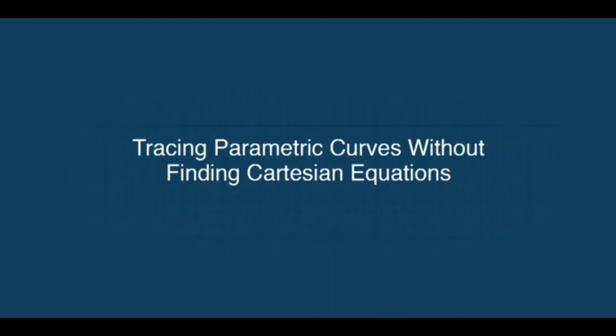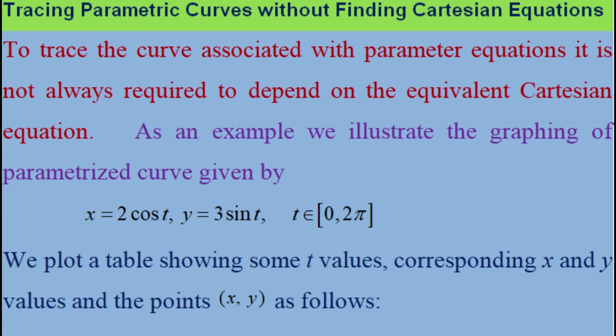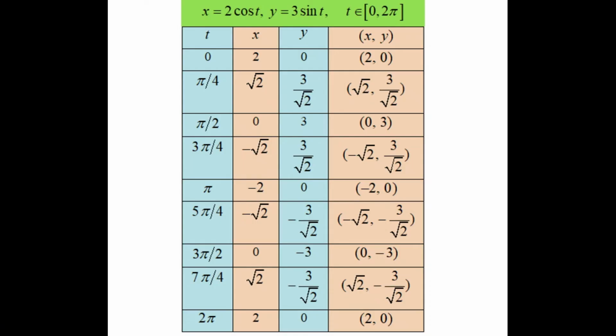We now discuss the way of tracing parametric curves without finding Cartesian equations. To trace the curve associated with parametric equations, it is not always required to depend on the equivalent Cartesian equation. As an example, we illustrate the graphing of the parameterized curve given by x is equal to 2 cos t and y is equal to 3 sin t, where t varies over the closed interval 0 to pi. We plot a table showing some t values, corresponding x and y values, and the points (x, y) as follows.